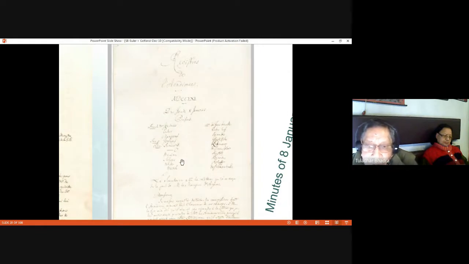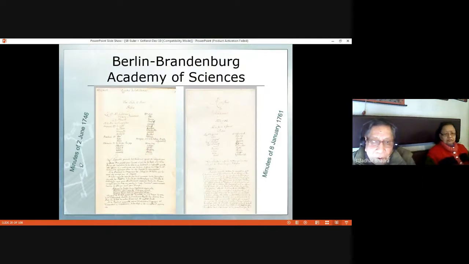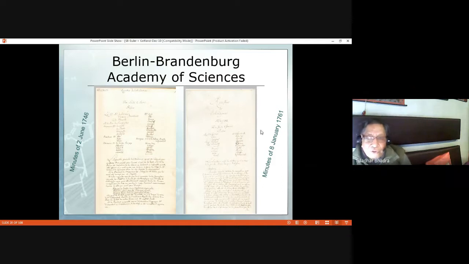Anyway, Euler was working with this academy in Berlin. One is from 1746, one is from 1761, he was working here.